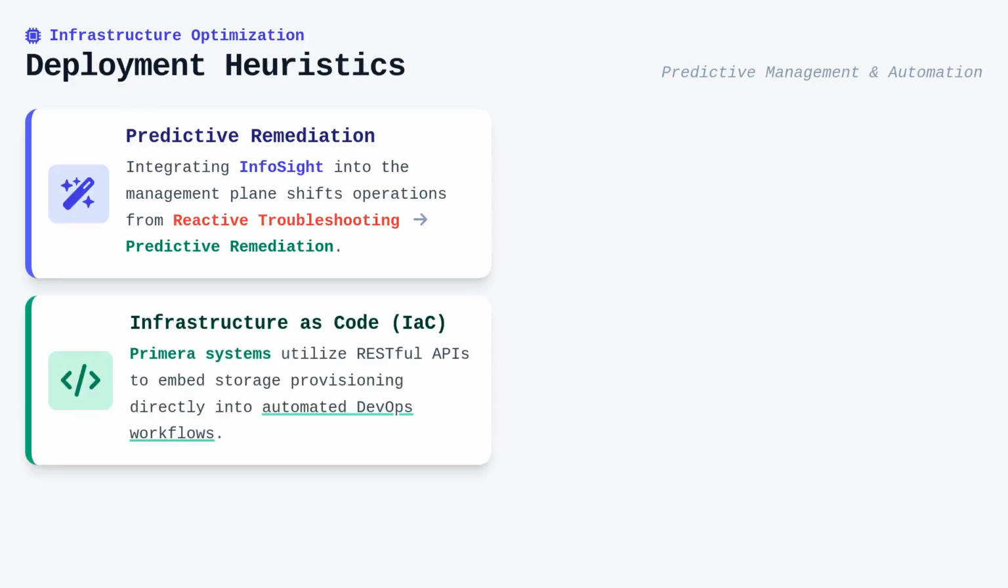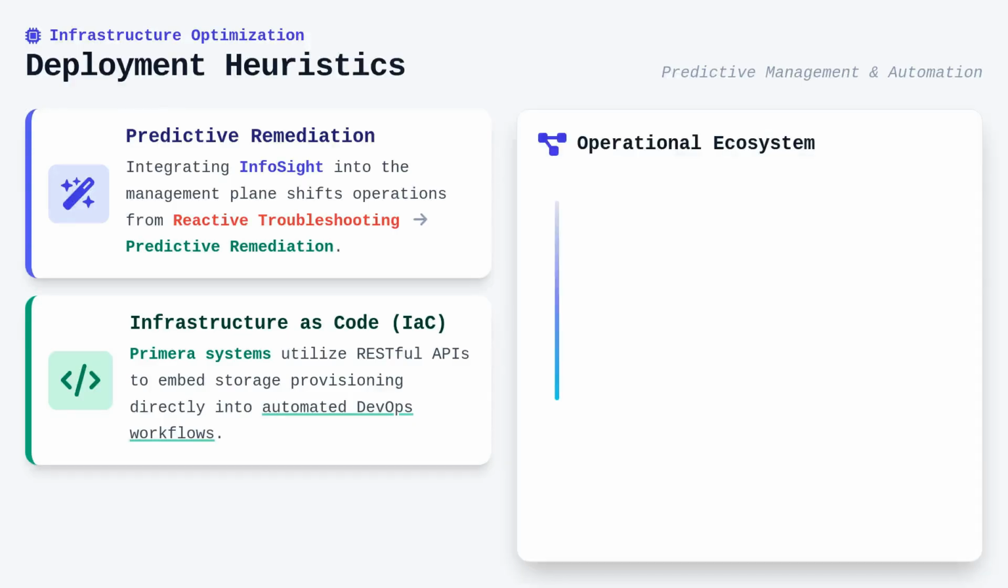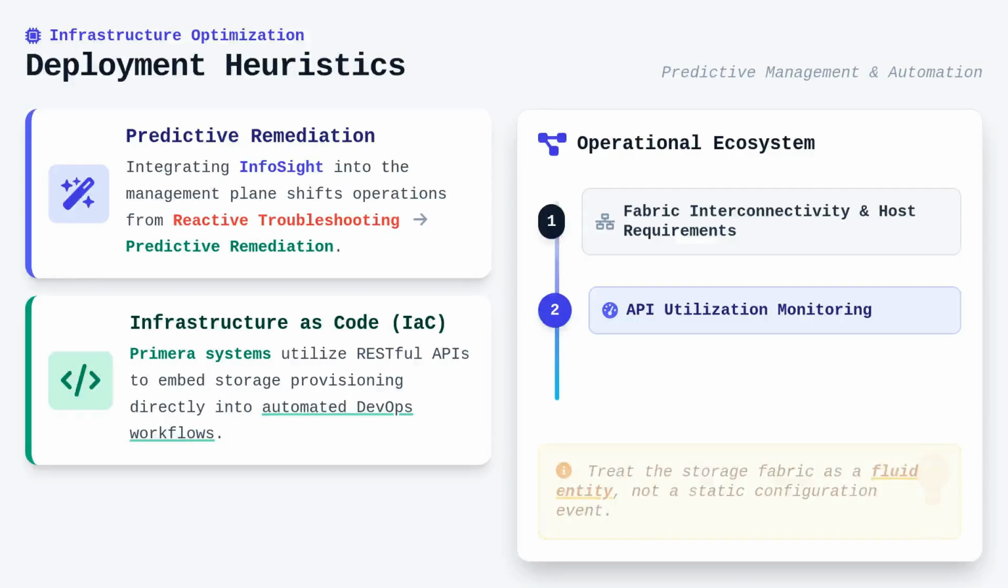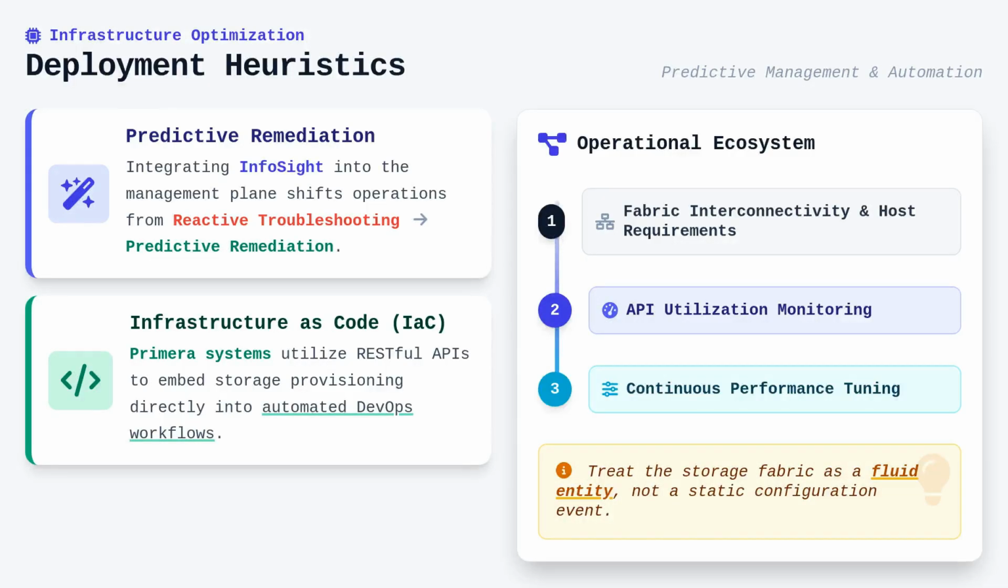By exposing the storage capabilities via RESTful APIs, the Primera system inserts itself into broader infrastructure as code workflows seamlessly. Compatibility matrices for these systems are quite dense, necessitating a firm grasp of host-side requirements and fabric interconnectivity. You should view the storage fabric as a fluid entity where performance tuning is a continuous process rather than a one-time configuration event.